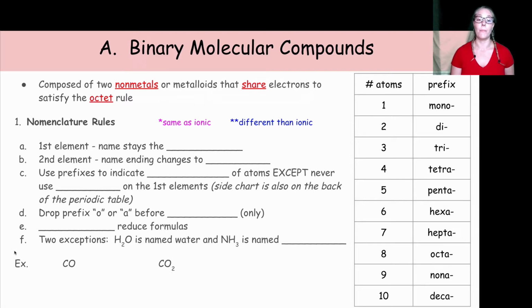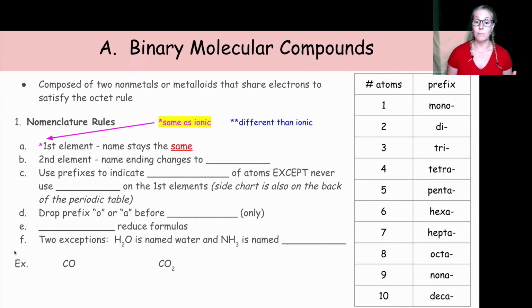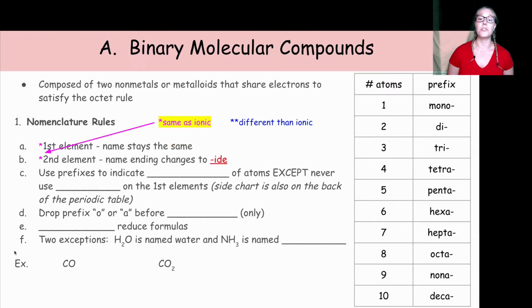for naming molecular compounds. So the first two are similar to ionic. Just like ionic compounds, for the first element, the name stays the same. In the second element, the ending, just like we saw in ionic compounds, is going to change to ide, I-D-E, okay? Now the next rules for nomenclature are going to be a little different than ionic, okay?